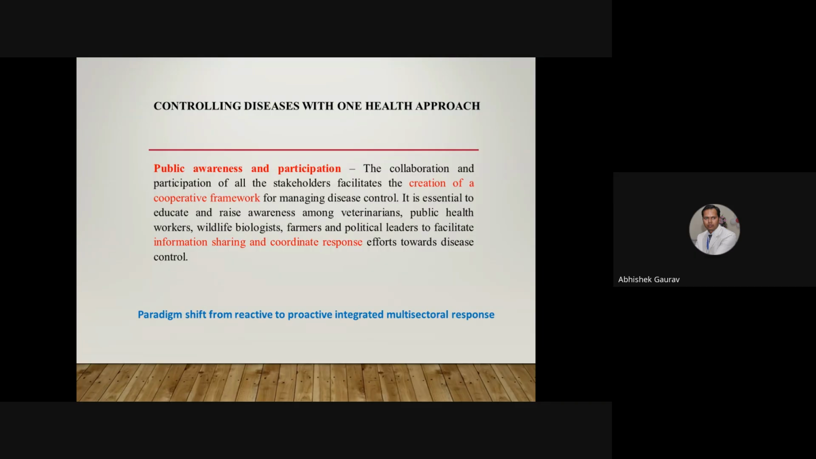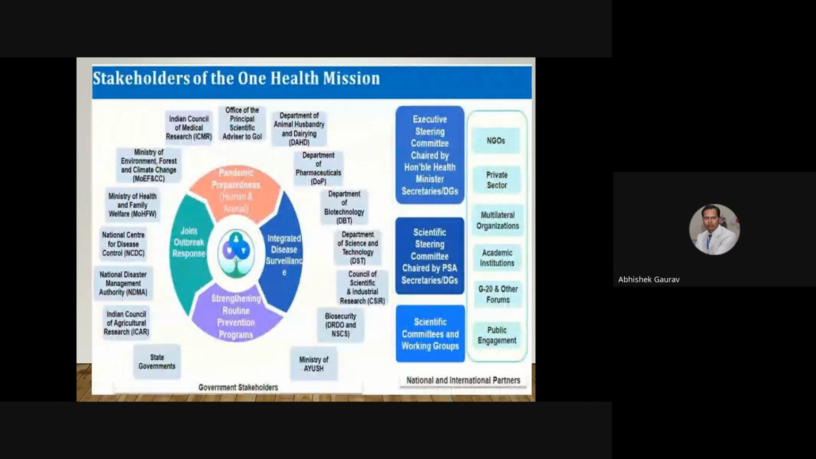We have to shift from reactive to proactive, integrated multi-sectoral response. Means we have to work before the occurrence of an emergency. We don't have to react. We don't have to act. We have to be proactive. Before any event occurs, we have to be prepared for that. We have to go for integrated multi-sectoral response.